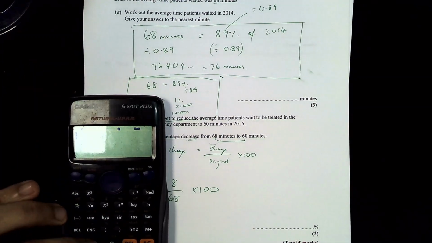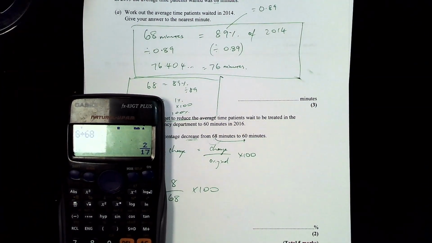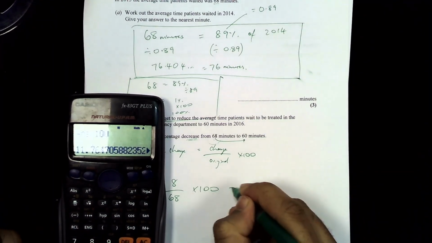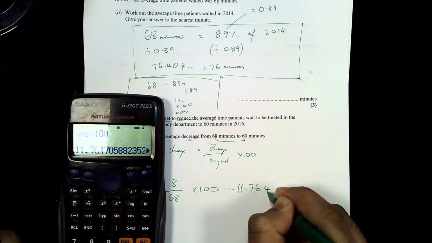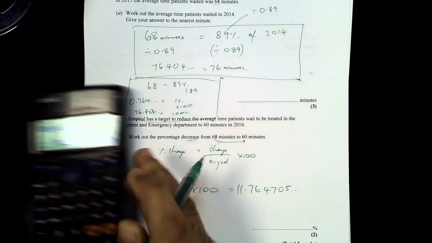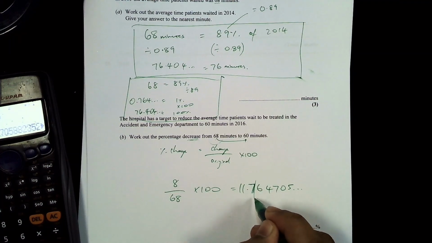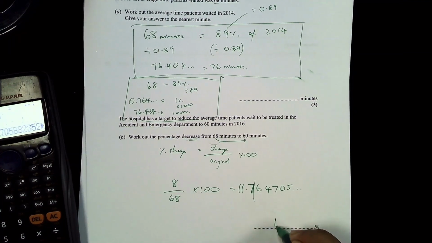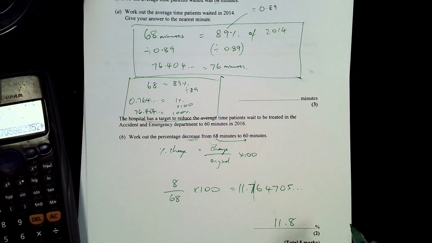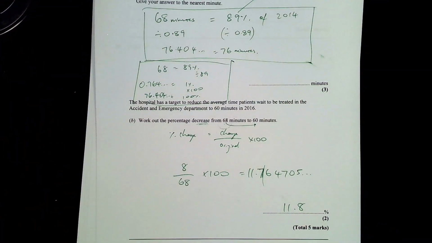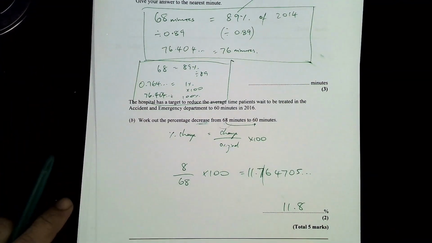So, with your calculator, 8 divided by 68 times 100 gives me a total of 11.764705 and so on. It doesn't tell you what to round it to, so I'm going to round to one decimal place, or 3 significant figures in this case, 11.8%. That is the percentage change from 68 to 60.